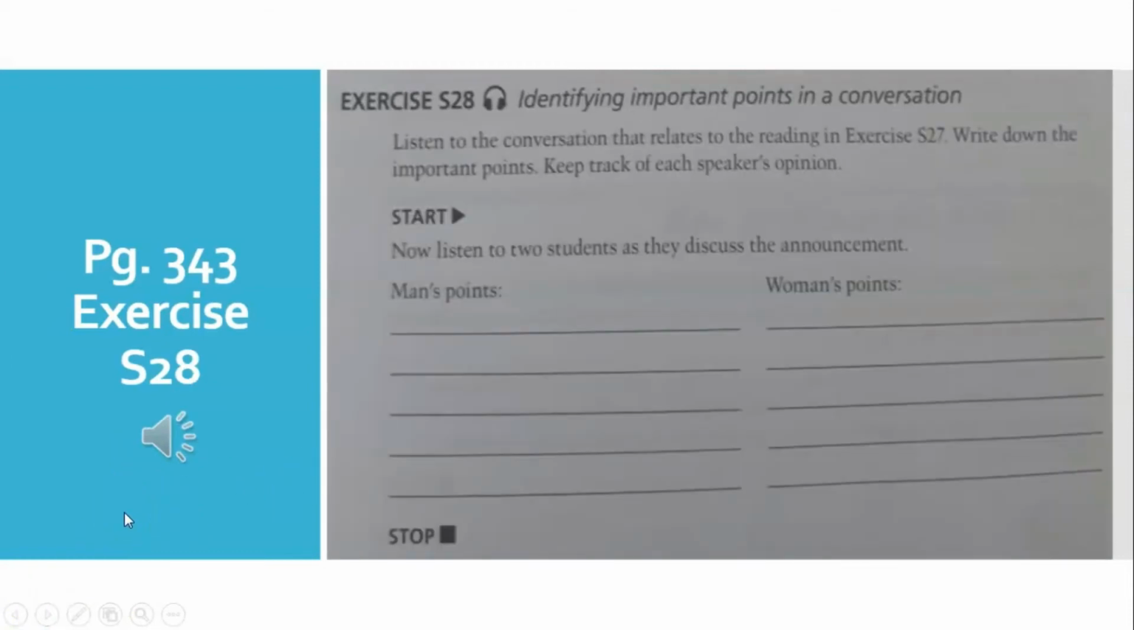Now let's move to exercise S28. Here we are going to listen to a conversation and you are going to take notes. This is something that we already practiced previously, so you know how to take notes of the main points. Here you have to listen to 2 students that they are discussing an announcement. Let's pay attention. Exercise S28. Identifying important points in a conversation. Now listen to 2 students as they discuss the announcement.